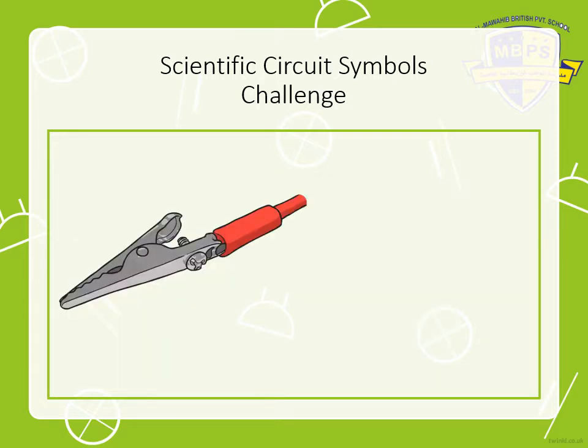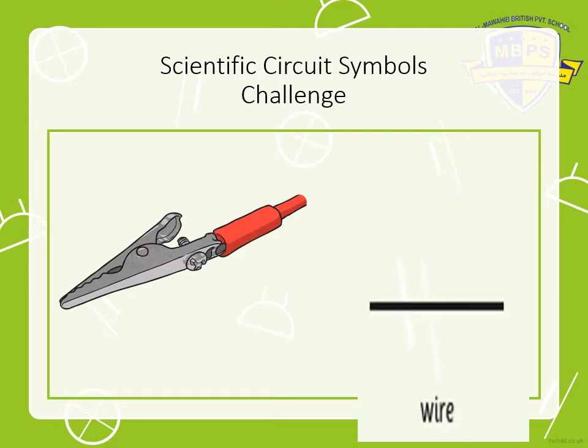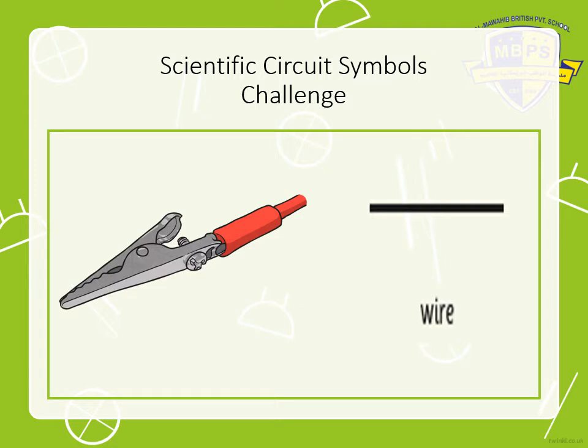This is a crocodile clip having a wire. I think this is the easiest of all the symbols. Easiest and the most common thing that you can find. Let's see. Do you want to count down? I don't think you need a countdown for this. I think everybody knows this. Let's check. Yes, it's a straight line.